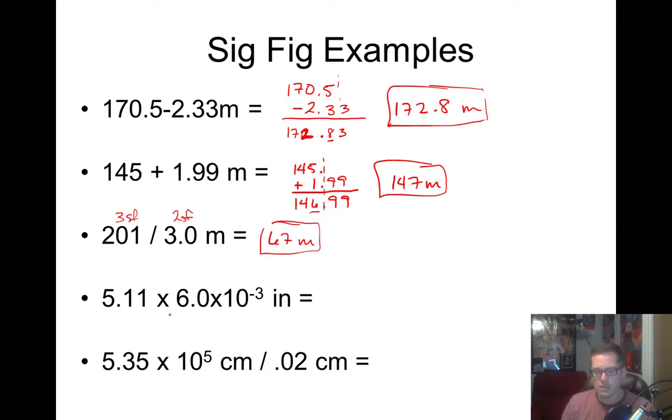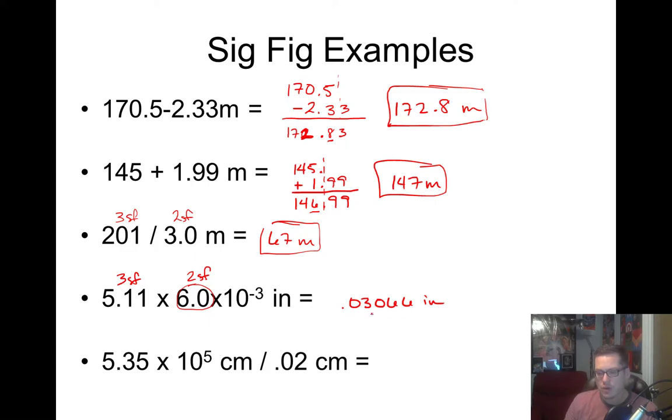Now, this one is the same idea, but we've got scientific notation. This one has 3 sig figs, no zeros, so we don't have to worry about it. This is our coefficient here, so this one has 2 sig figs. So again, our answer can only have 2 sig figs. We'll take 5.11 times 6, and then use your e value to the -3. And so it becomes 0.03066 inches. Now, how many sig figs can our answer have? Our answer can only have 2 sig figs because this one only has 2 sig figs.